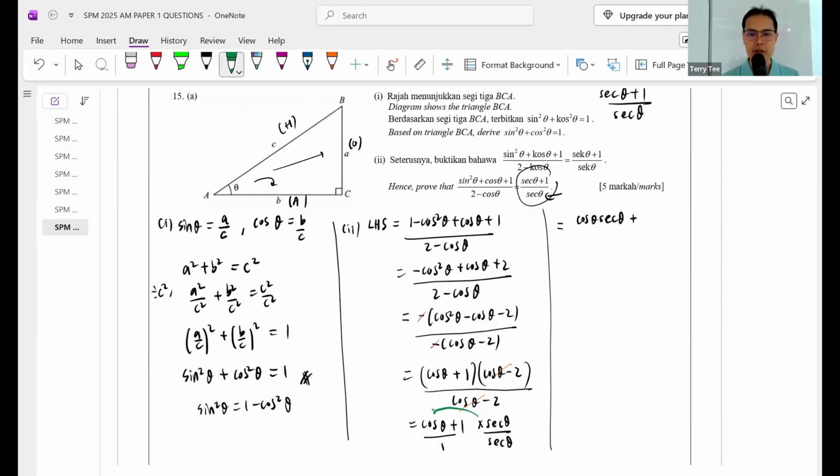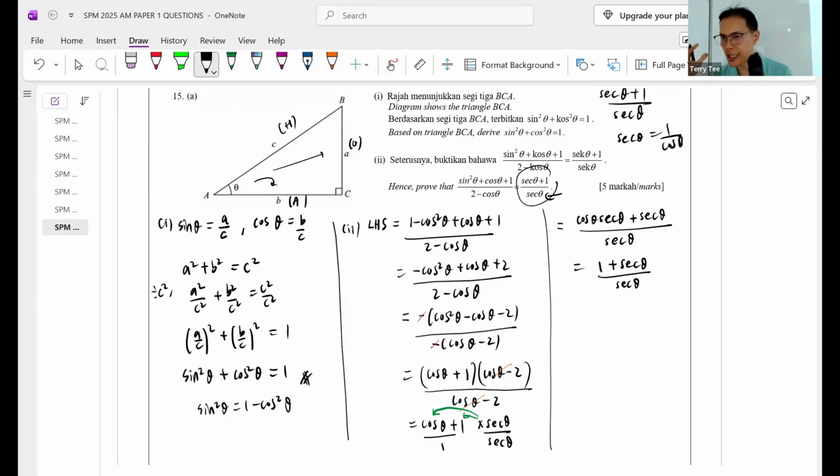I show you here. I multiply 1 and 2. So this will be cos theta secant theta plus secant theta, divide by secant theta. Okay. Now cos and secant can we cancel? Secant is what? Secant is 1 over cos. So cos times secant itself cancel becomes 1, isn't it?